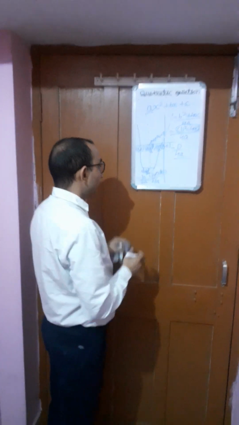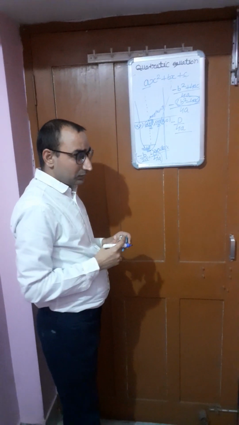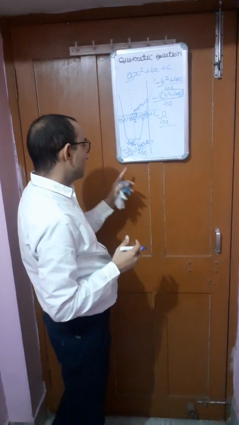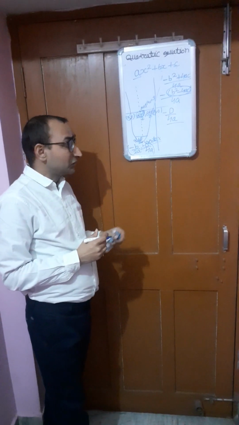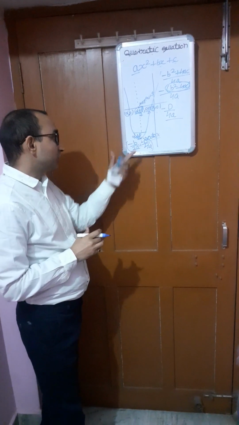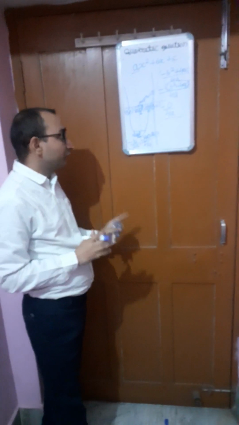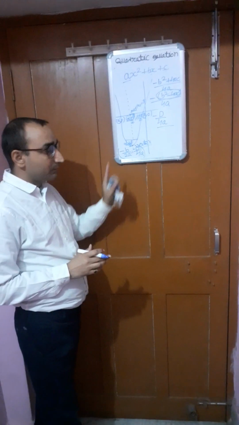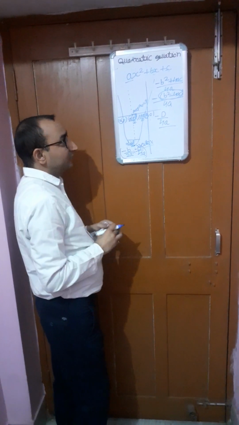Some students learn that the vertex is minus b by 2a, minus D by 4a, but you have to keep in mind how it comes. I have proved how it comes, minus b by 2a and minus D by 4a.